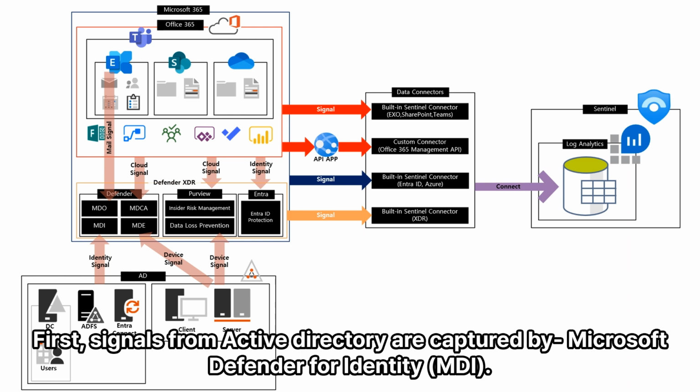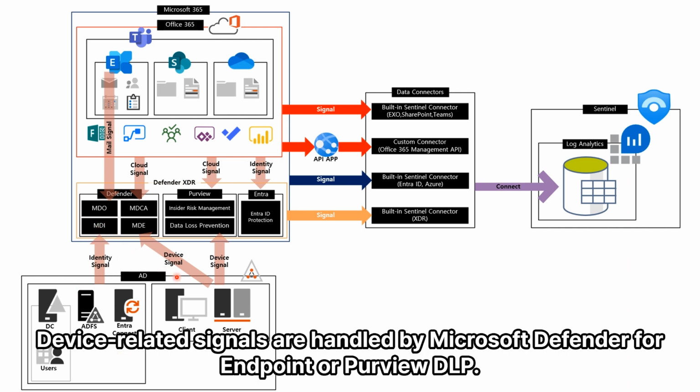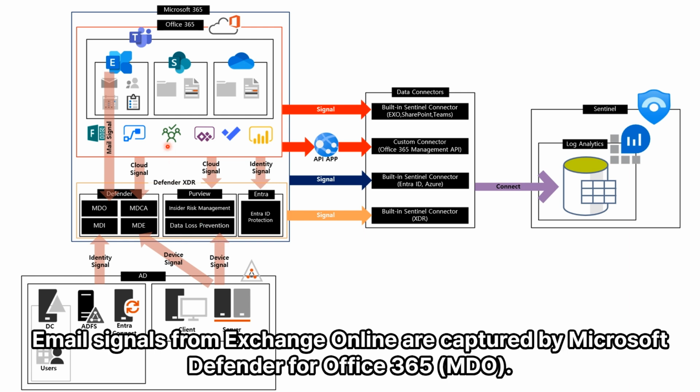First, signals from Active Directory are captured by Microsoft Defender for Identity. Device-related signals are handled by Microsoft Defender for Endpoint or Purview DLP. Email signals from Exchange Online are captured by Microsoft Defender for Office 365, MDO.